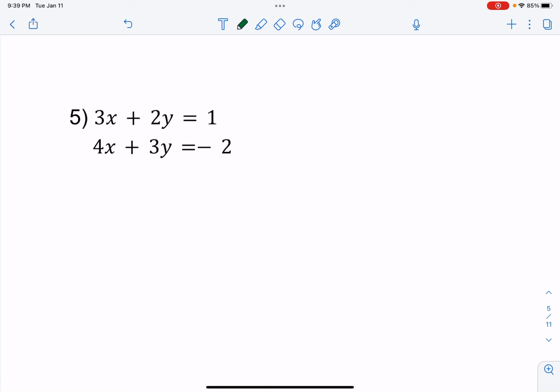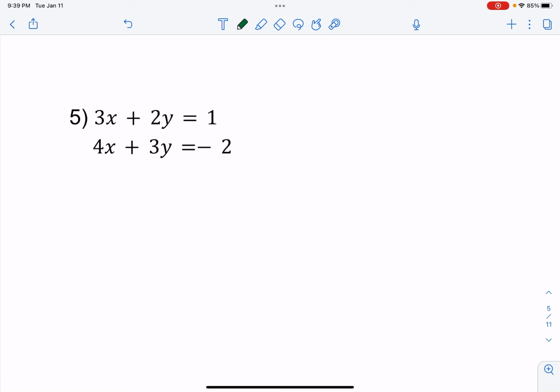So for this one, we have 3x plus 2y equals 1 and 4x plus 3y equals negative 2. So if you look at our x's, we have 3 and 4. So greatest common multiple is going to be 12. So to do so, we would have to do 3 times 4 and 4 times 3. And then we look at y. So we have 2 and 3.